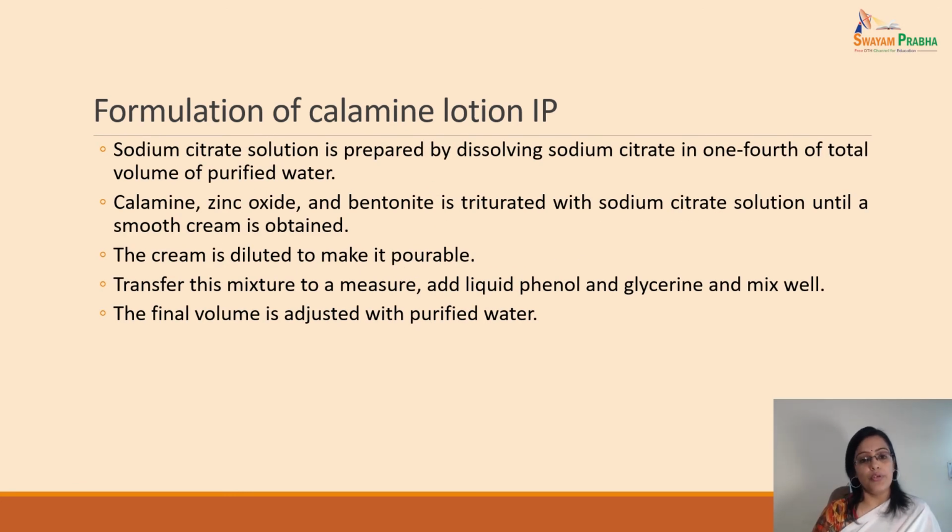Now moving to the formulation of calamine lotion, what you have to do. Sodium citrate solution is prepared by dissolving sodium citrate in 1/4 of the total volume of purified water. Calamine, zinc oxide and bentonite are triturated with the sodium citrate solution until you get a smooth cream. Then the cream is diluted to make a pourable consistency, and you transfer this mixture and add liquid phenol and glycerin, mix it well, and then the final volume is adjusted with water.